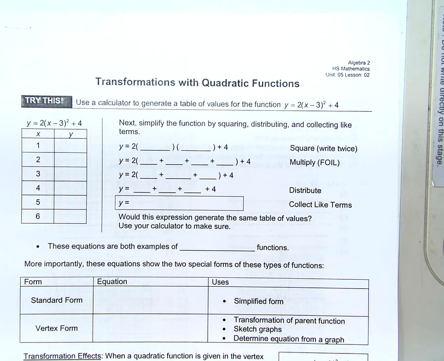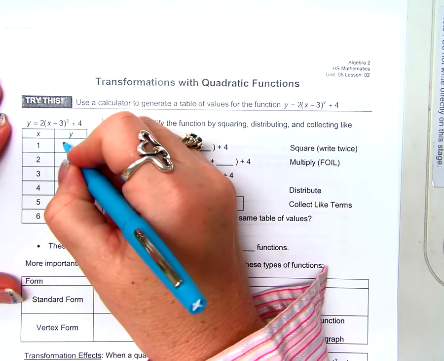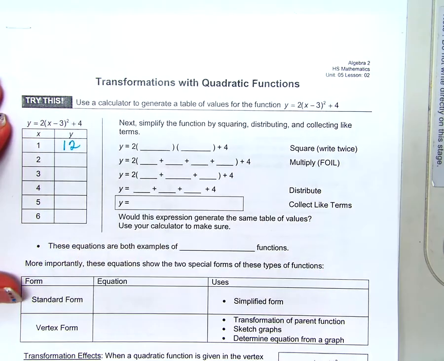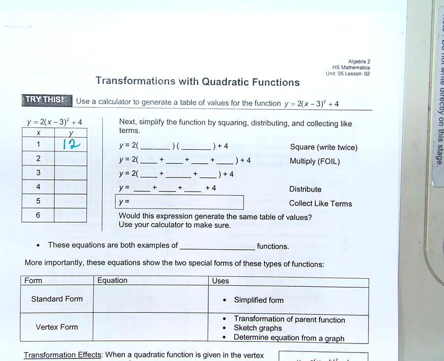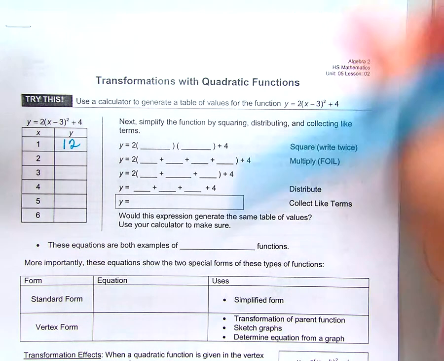What's going to go in that table? If I take x, like for instance 1, and subtract 3, I get negative 2, right? And I square negative 2 and I get 4, and I say 4 times 2, 8 plus 4, 12. It is too much work. What should we do instead? Yeah, we could use our calculator, couldn't we?